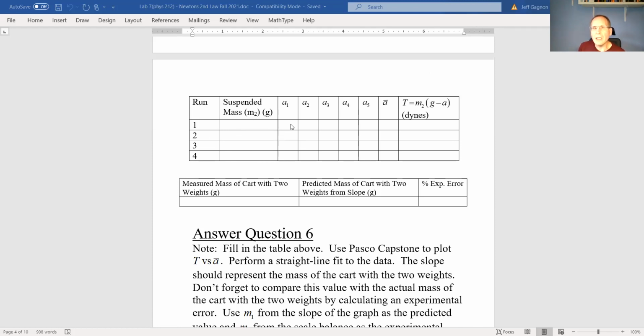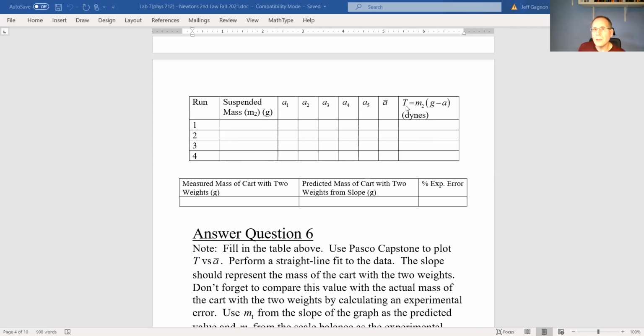And then all we did here is we collected the acceleration of the system for 5 trials. Just like we did before, we collected acceleration for 5 trials. Now, what you're asked to do in question 6 is, first of all, find the average acceleration for each of these conditions. And then the last column here is compute the tension in the string. And we're going to do that using this equation. This is basically the second equation that we derived when we came up with the equation for the acceleration.